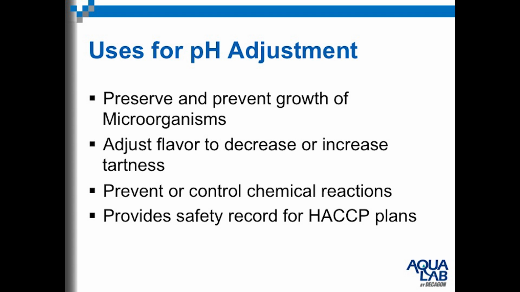Another reason, so that would be one reason to adjust it. Another is to adjust the flavor, to increase tartness, you would lower the pH, or to decrease the level of tartness, you might increase the pH. There are lots of chemical reactions that are pH dependent, so they have an optimal pH level for that reaction to occur. And if the pH is too acidic or too basic, then that can prevent the chemical reaction from proceeding.